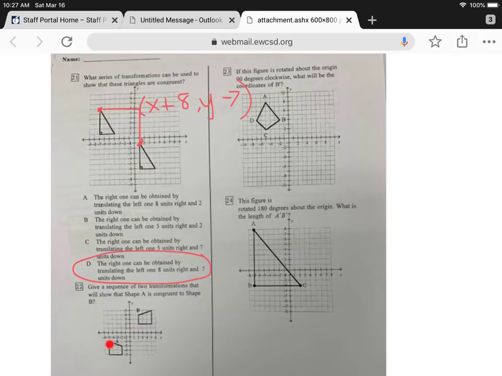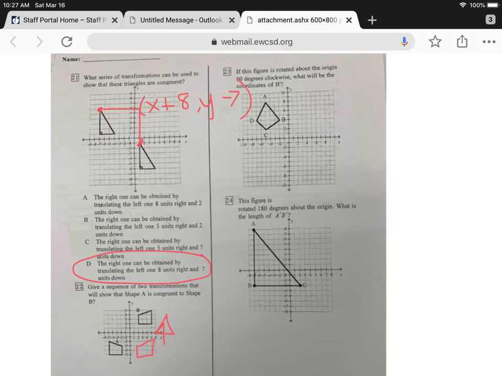But I do look at this. If I was to translate this to the right, slide it, and then slide it up, it wouldn't look exactly the same, would it? But what if I reflected it this way? Do you see how that flip would have happened? And then after the reflection, I slid it up.